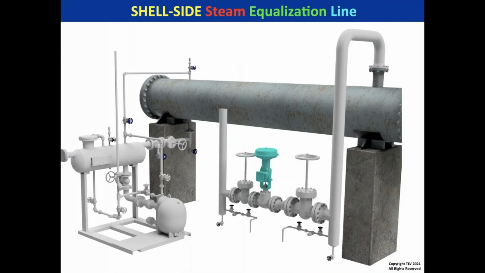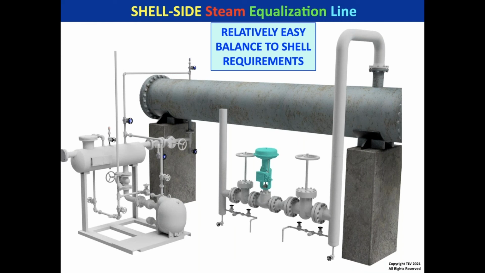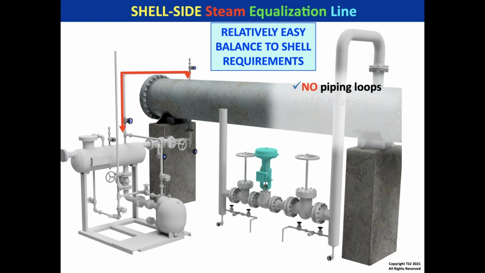Okay, let's take a look at equalization to a shell side steam reboiler or heat exchanger. It's really rather simple to balance to a shell as long as there is the right tapping size and a vapor space. We just have to make sure there's no loops. There's the proper size tapping. So no piping loops. We're going to connect to a vapor space of shell side steam, and there needs to be a large tap in the shell.